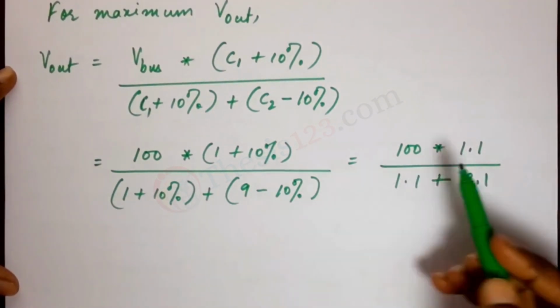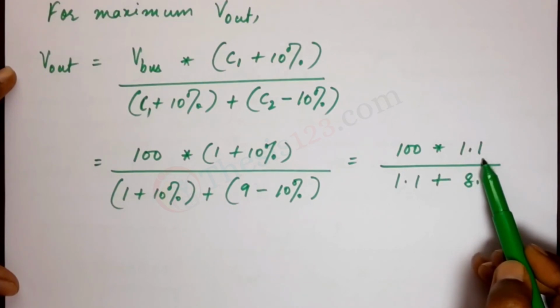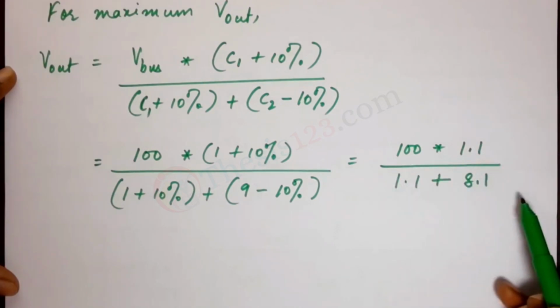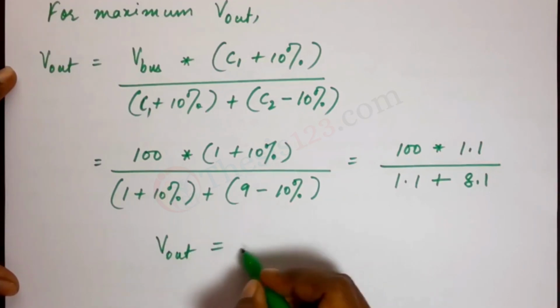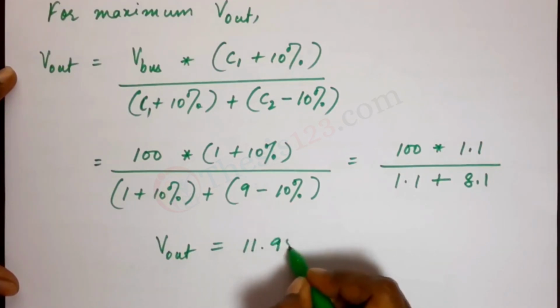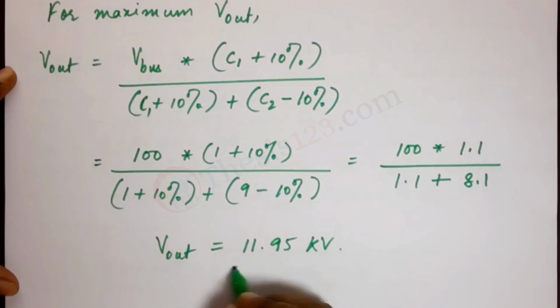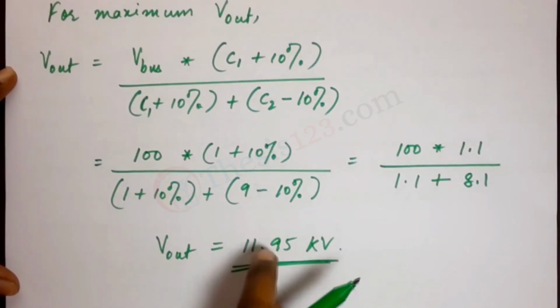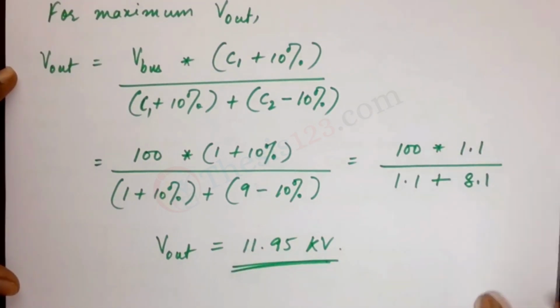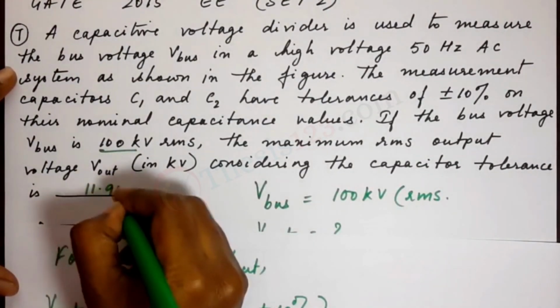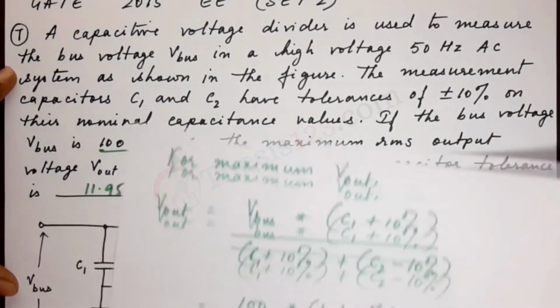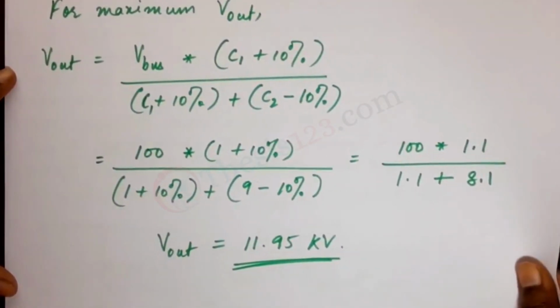And this gives us 100 into 1.1, 110, divided by 9.2. That gives us a value of Vout as 11.95 kilovolts. 11.95 is the final answer here. So this is the solution, and I hope it has helped.